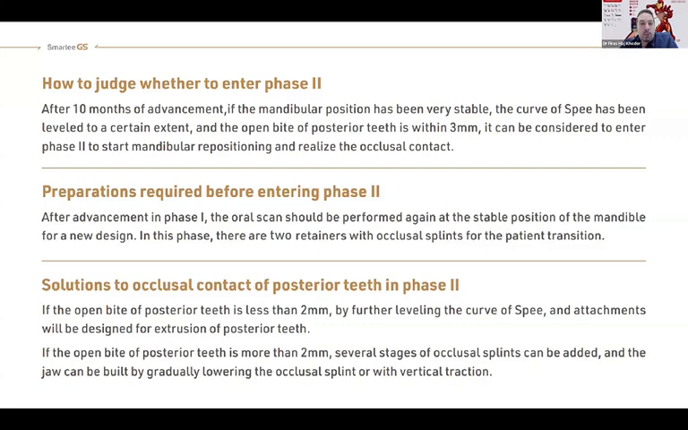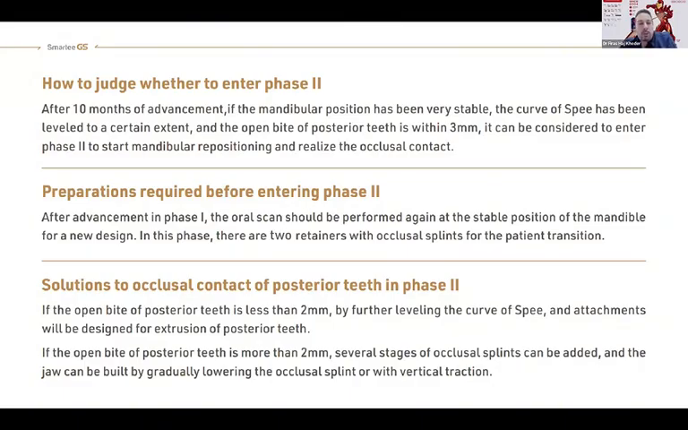Preparation required before entering phase 2. After the advancement in phase 1, we take the oral scan, we check the stability of the new position, and we check if we need any more settling, or, for example, a gradual reducing of the blocks to get a better result, reducing the posterior open bite.